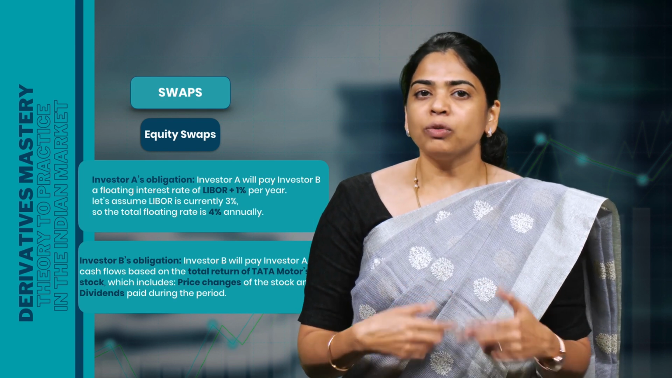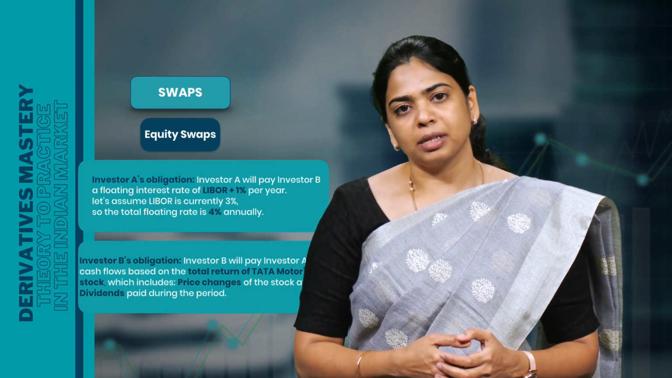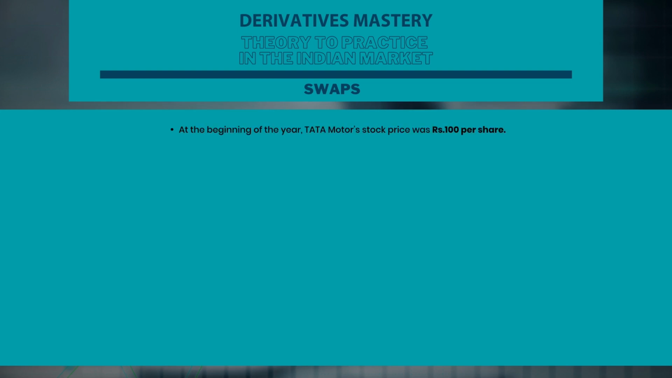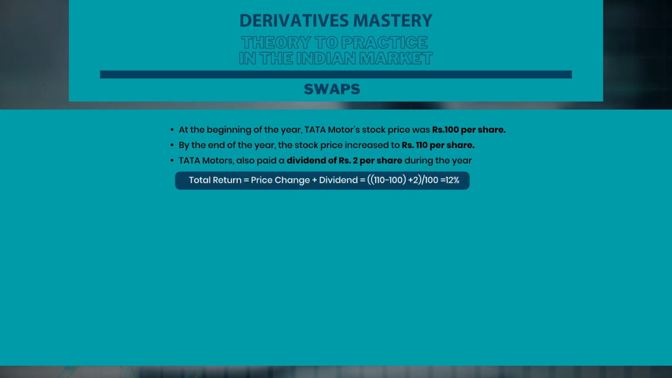Now, let's fast forward to the end of the year and see what happens. So, at the beginning of the year, Tata Motors stock price was rupees 100 per share. By the end of the year, the stock price increased to rupees 110 per share. Tata Motors also paid a dividend of rupees 2 per share during the year. So this means the total returns of the stock for the year is price change plus dividend equals (110 minus 100 plus 2) divided by 100, which gives us 12%.